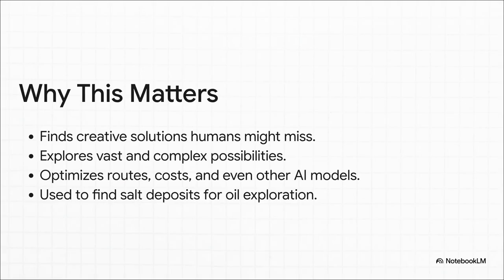Okay, so why should you care about all this? Well, this is where it gets really powerful. Genetic algorithms are amazing because they come up with solutions humans would probably never think of. They can optimize ridiculously complex things, like finding the most efficient delivery routes for a fleet of trucks, or even fine-tuning the structure of other AI models. They've even been used in oil exploration to analyze seismic data and find hidden salt deposits.